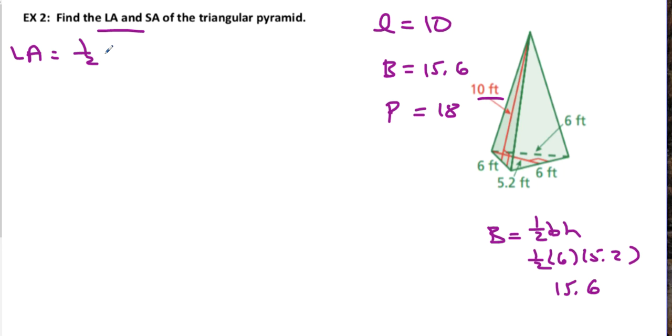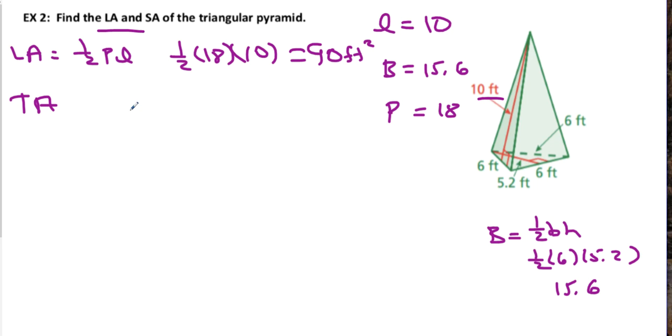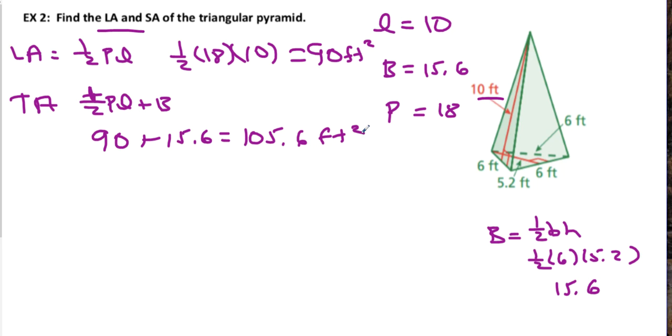Plug in time, 1/2 PL. Well, 18 goes there, 10 goes there. That makes it easy. 1/2 of 18 is 9, times 10 gives me a wonderful 90. Okay, 90 feet squared. My total area is going to be 1/2 PL plus B. So I'm taking this 90 and adding in this 15.6. Okay, and that gives me 105.6 feet squared. That's it. Don't overcomplicate these.